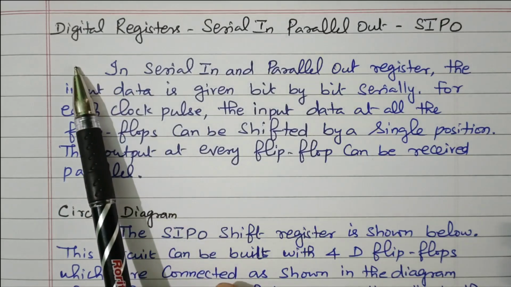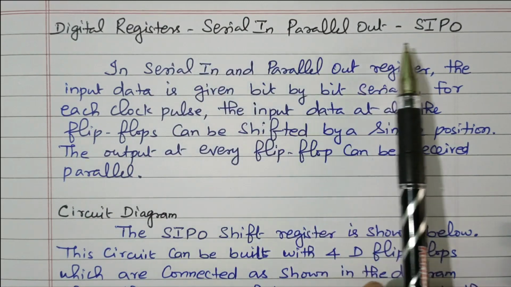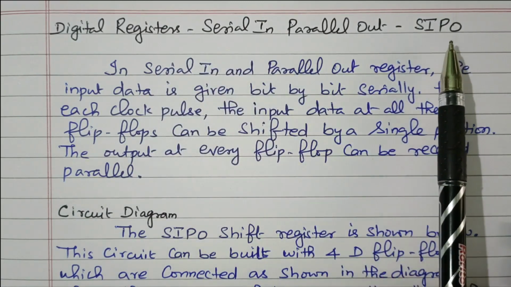Welcome viewers, in this video we will see the digital register. The type is serial in parallel out, SIPO type of register.